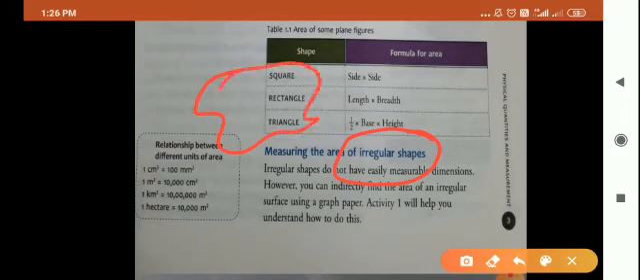So suppose you are given any irregular shaped object, how are you going to find its area? Suppose I give you a leaf. Does the leaf have a fixed shape? No. Does the leaf have fixed length and breadth? No. So how can you find the area of the irregular shape? The area of an irregular shape we can find with the help of a graph paper. Now let us see an activity on how we can find the area of an irregular shape.